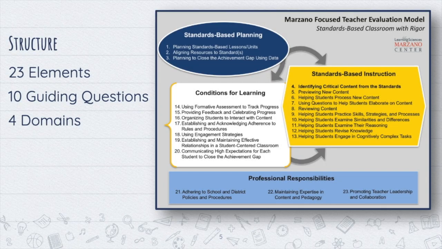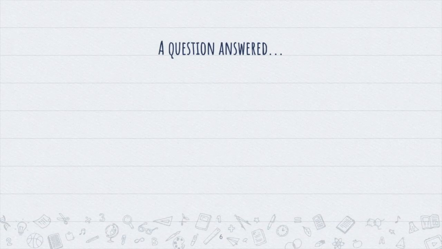Similar to the Danielson framework, the Marzano framework has separate elements, which are classified into 4 primary domains. Additionally, there are 10 guiding questions. For this presentation, I'll only be focusing on 3 of the 10.